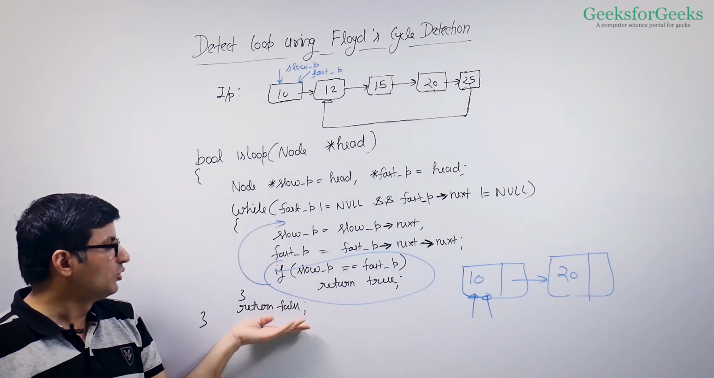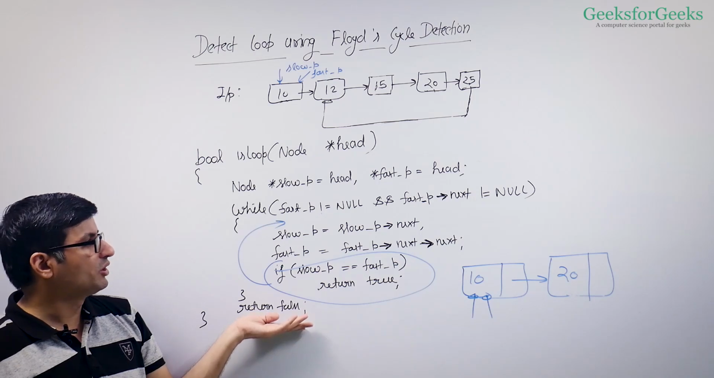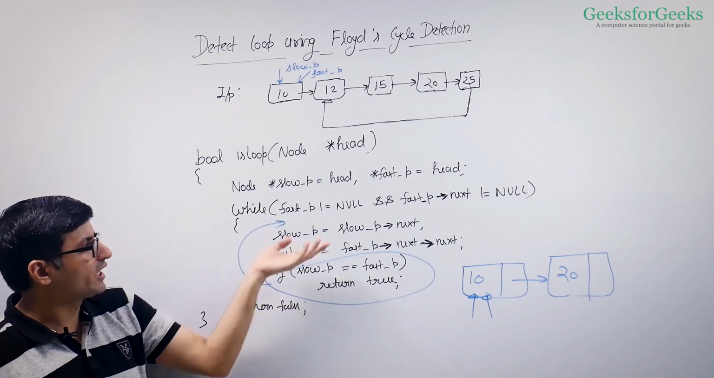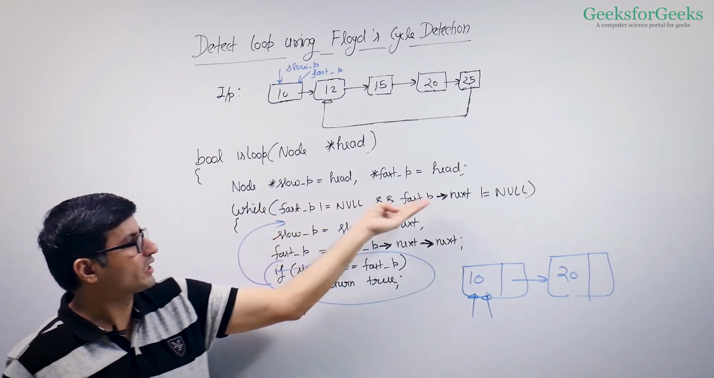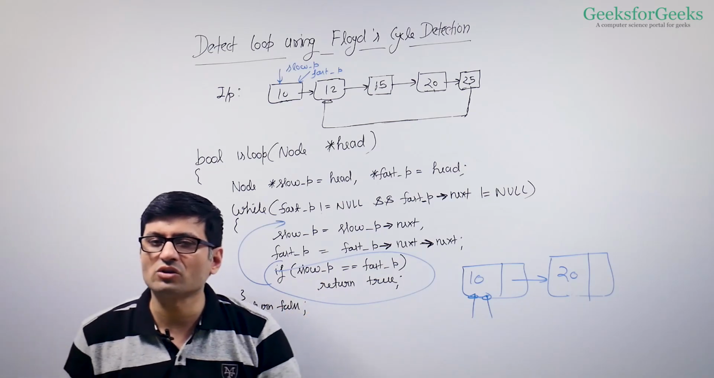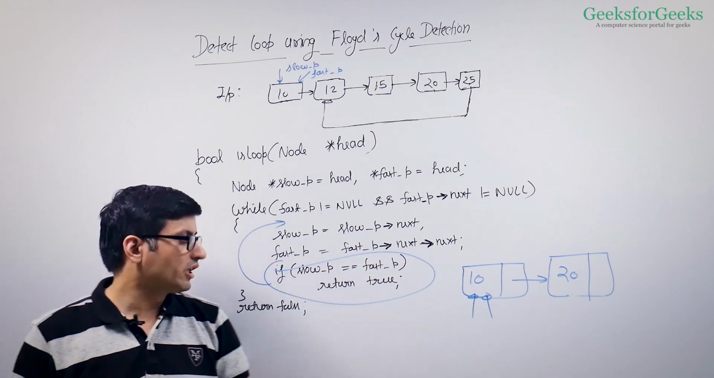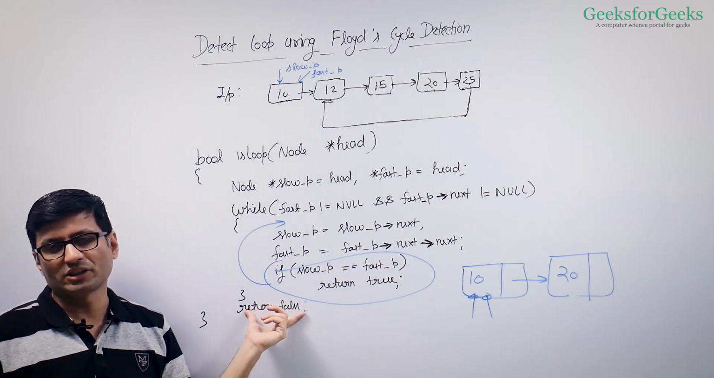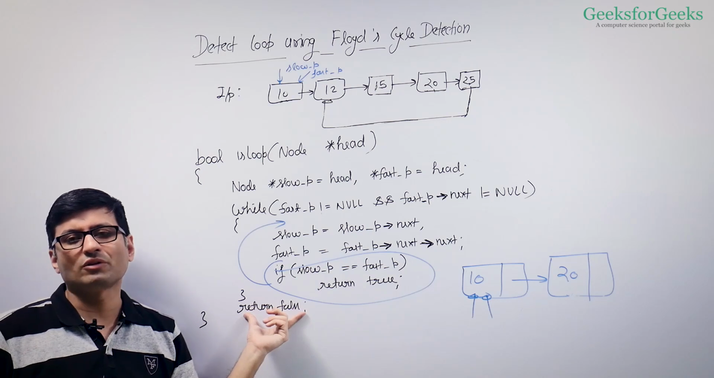After we come out of the loop, you may come out of the loop due to the reasons that either fast became null or its next became null. In any of these two cases, your linked list does not contain a loop. So you will return false in this case. When you come out of the loop, you will return false.